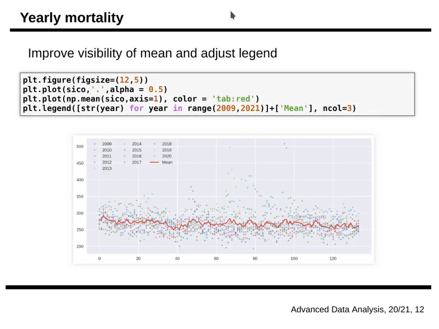So we can improve things a bit. We can change the color for the mean to make it more visible, and we can make the dots a bit transparent, so they don't cause that much confusion. So this gives us an idea of the dispersion of daily mortality over the different years, and where the mean tends to be.